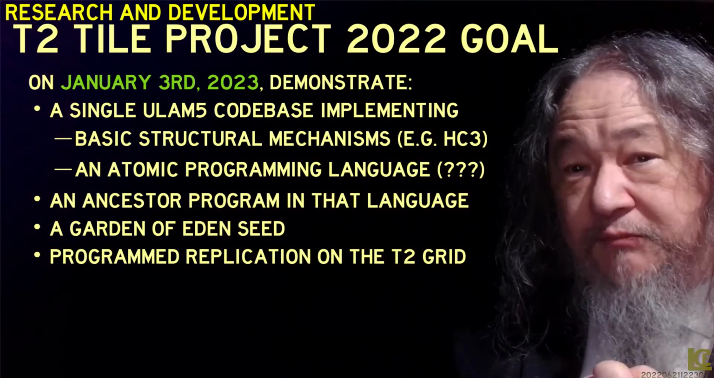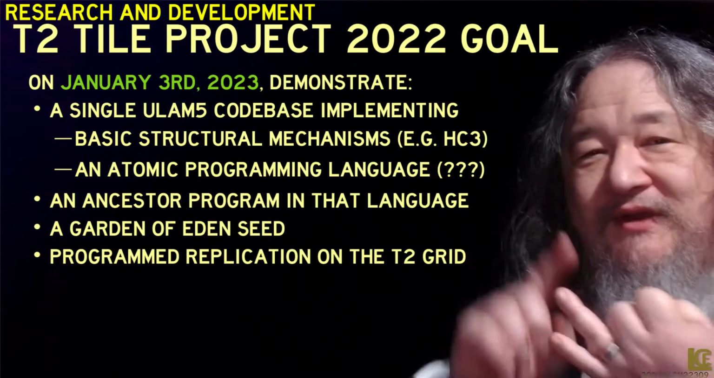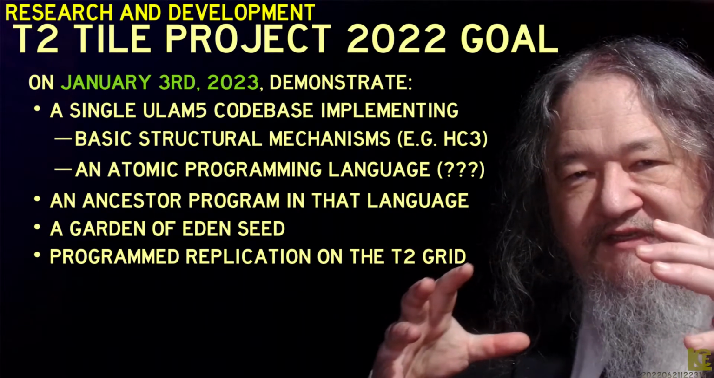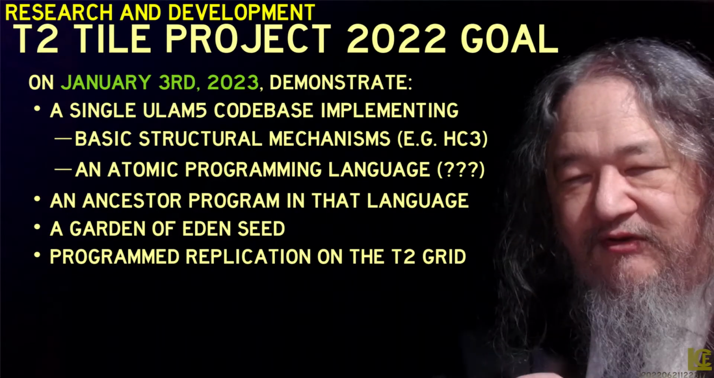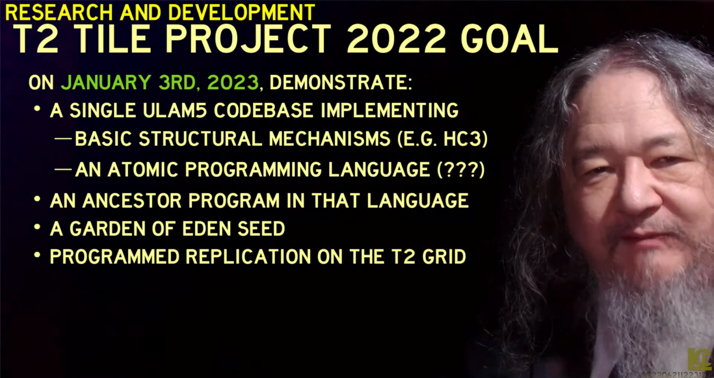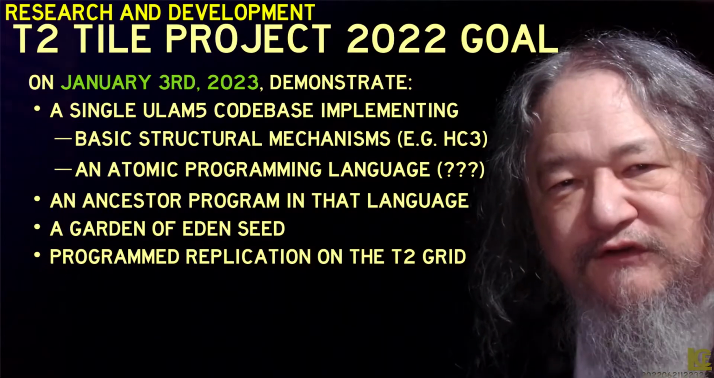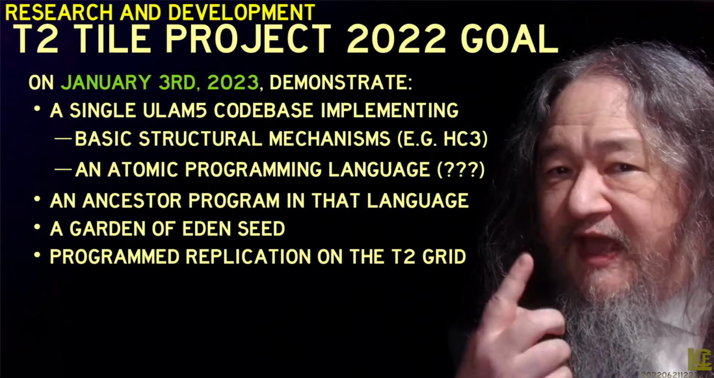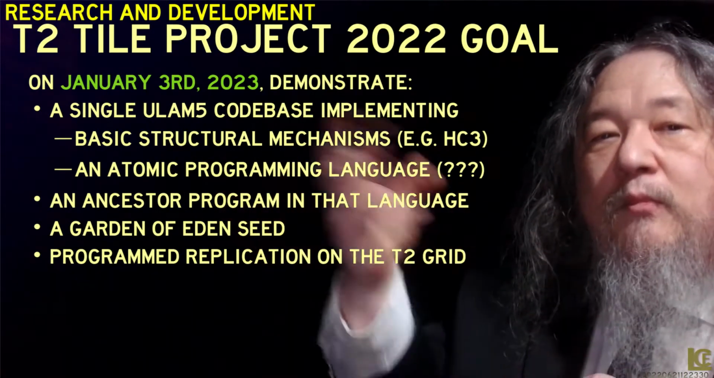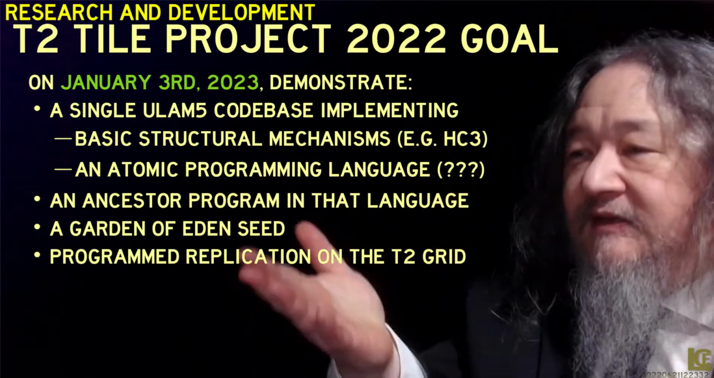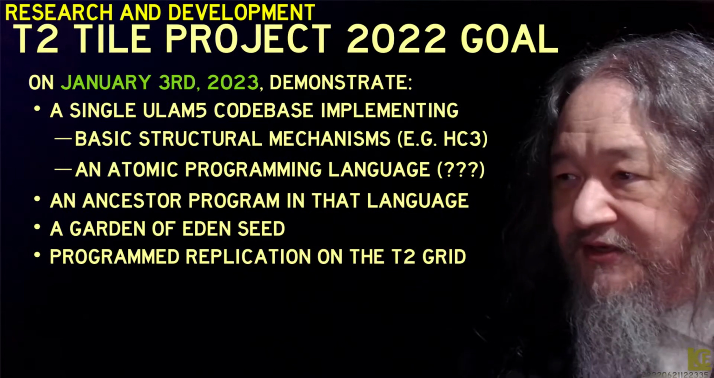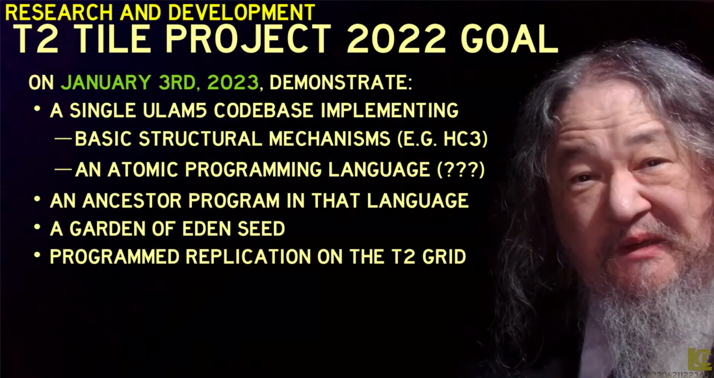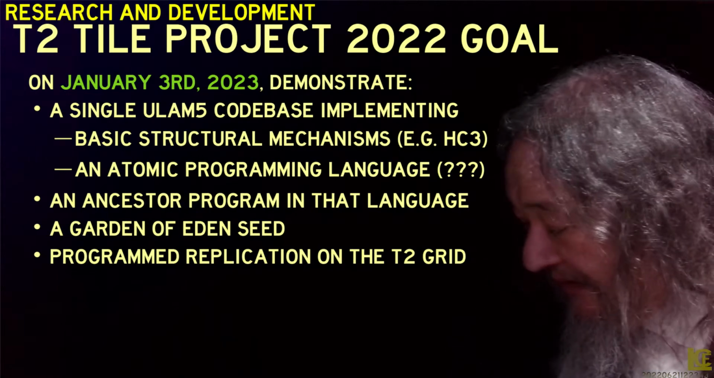Demonstrate an ancestor program written in that language. Demonstrate a seed that can grow out to be the initial Garden of Eden state, to initially put the ancestor down on the grid, to grow an HC3 diamond around it, whatever it takes to build the first interpreter. All of that can be hard-coded in the Garden of Eden seed, but we only have one of those. We never cast off more seeds of those later. And then demonstrate programmed replication on the T2 grid. That's the project goal for 2022. What do you think? Very pretty cool.